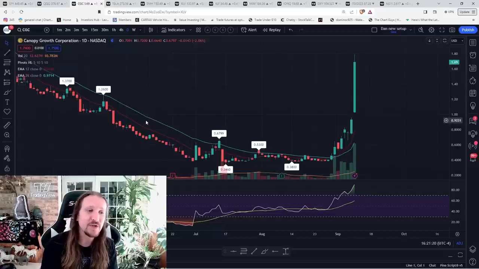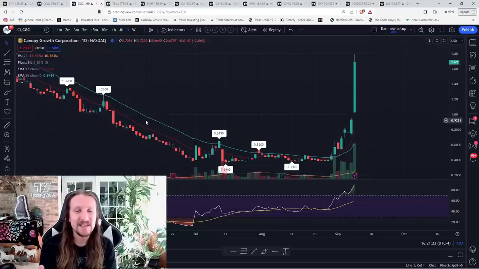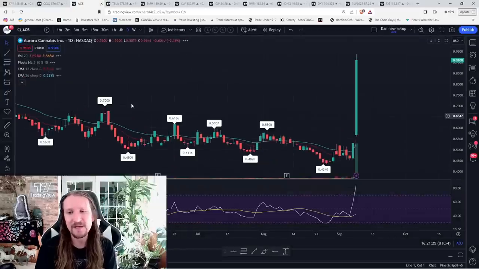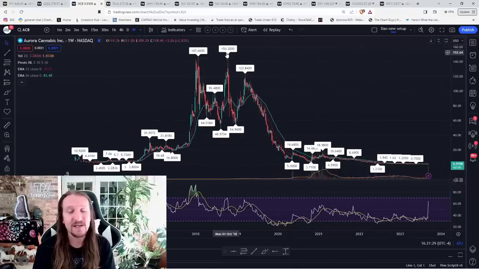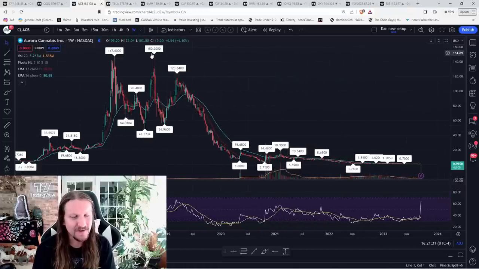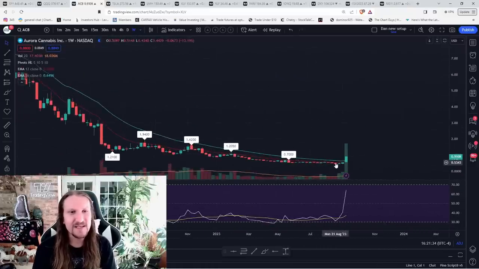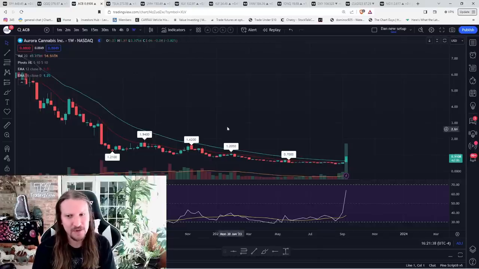But one thing that I am watching for is the possibility that CGC and the other one is ACB. And again, the weakest of the weak, fundamentally speaking, this name went from 100. It's had reverse splits, 150. And then after reverse splits, down to 43 cents, a 99.9% drop.